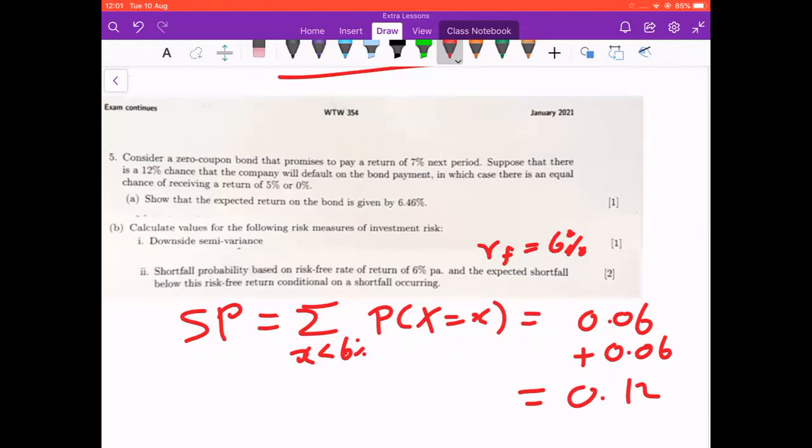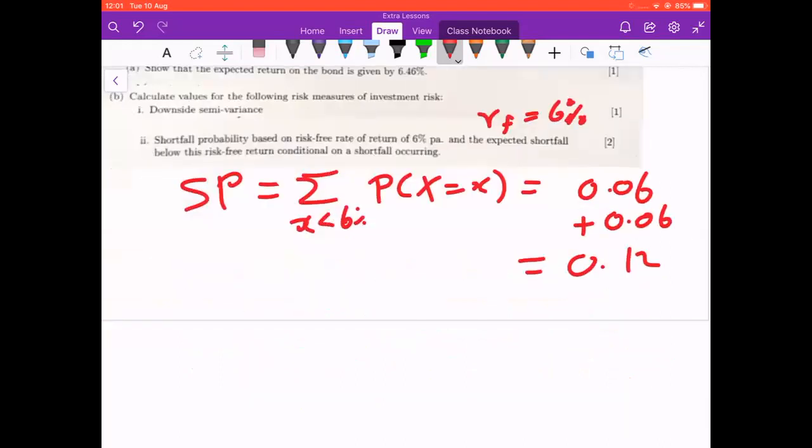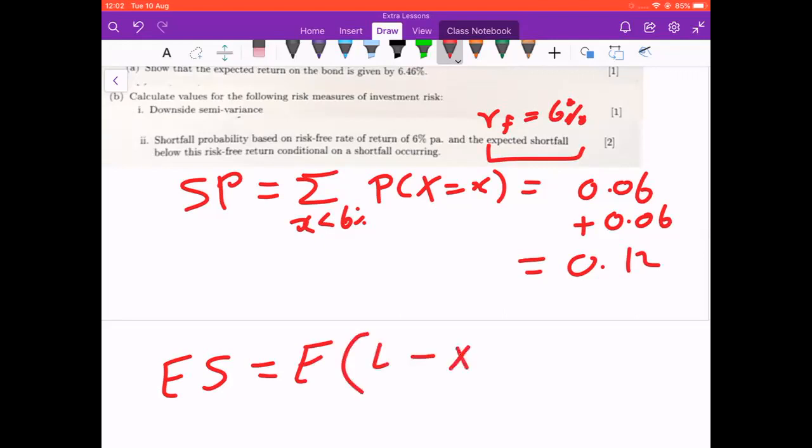There's another question. It says to calculate the conditional expected shortfall. This one we will do after we have learned about conditional VaR, because expected shortfall falls under conditional VaR. But if we have to, we can work it. Expected shortfall is the expectation of L minus X.